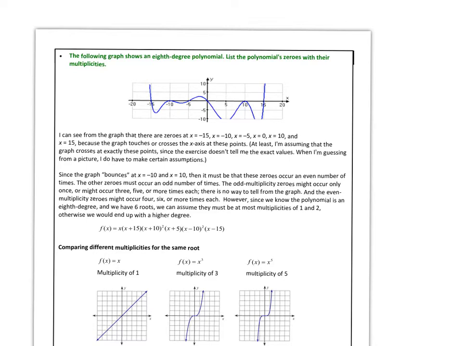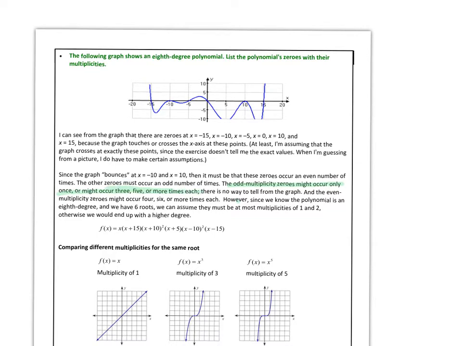The problem with looking at a graph is that we don't know exactly how many times that zero occurred. Right here we have it occurring a minimum of 1 time. If you take a look in the reading, it says there is no way to tell from the graph. So the odd multiplicity zeros might occur only once, or might occur 3, 5, or more times each.